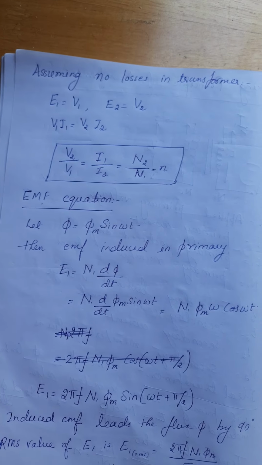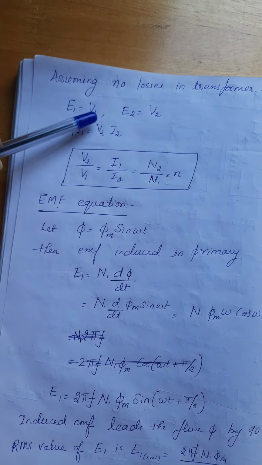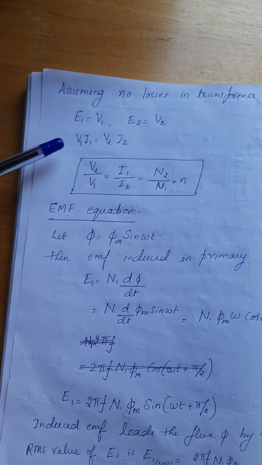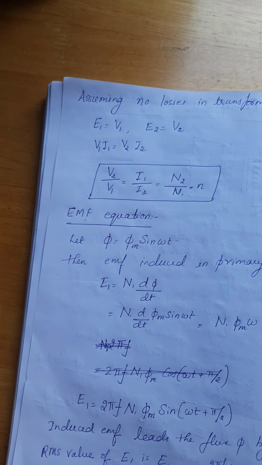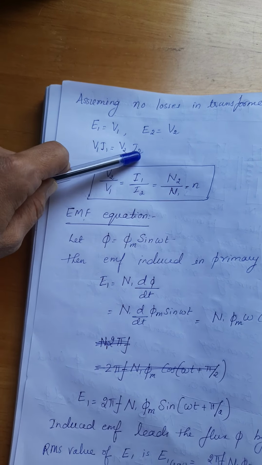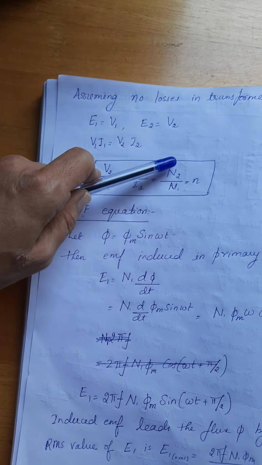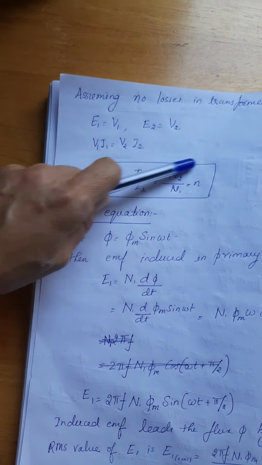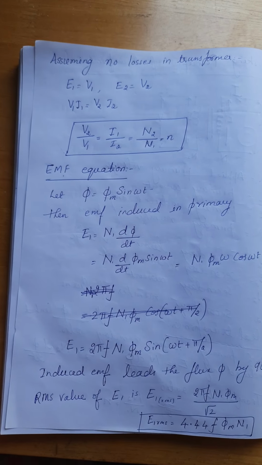Now, because there are no losses, we have assumed E1 is V1, similarly E2 is V2, or the transformer KVA rating or the power rating is the same for both primary and secondary. So, V1 I1 is V2 I2, and V2 by V1 is I1 by I2 is N2 by N1, which is equal to n. So, you may need this formula for calculation when the problems are given.